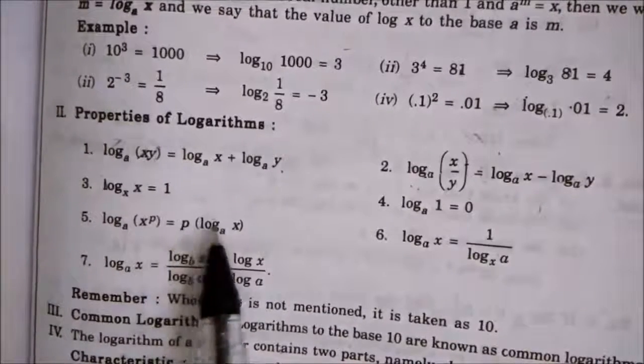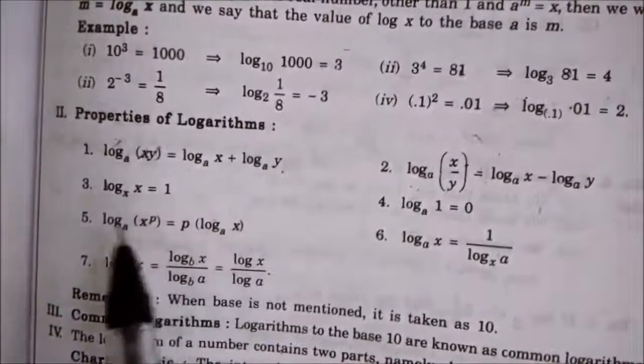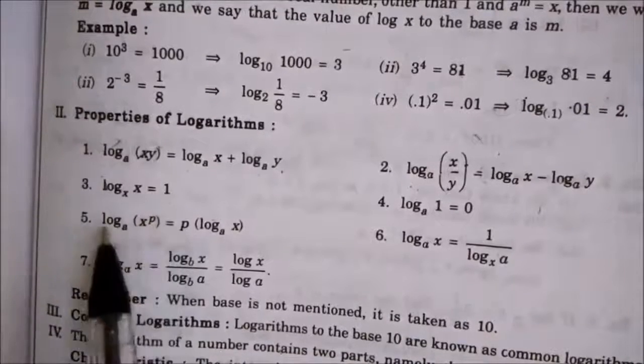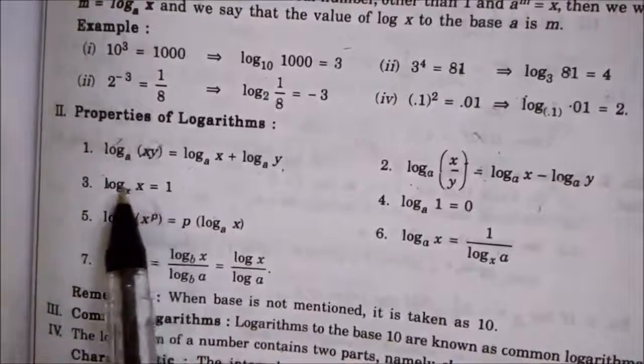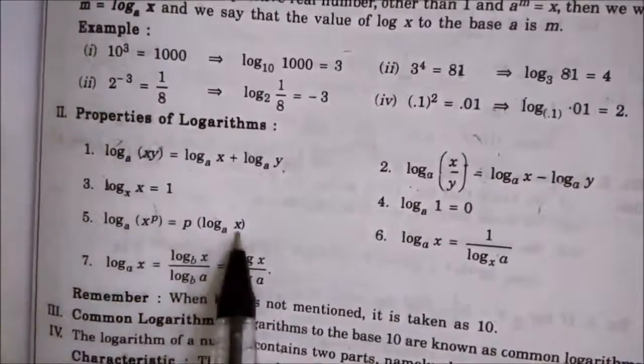Now the fifth one, log x to the power p to the base a will be equal to p log x to the base a. In this case, whatever we have as a power, when we add log to it, this p will come to the left hand side and will give you this result.